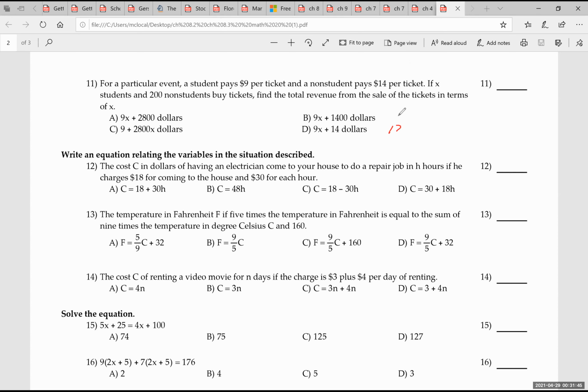So problem number 12, he charges $18 for coming to your house, and then he charges $30 for every hour. So 30 times H will be your expression. So 18 plus 30 times H, or you can put C is equal to, since they're putting the cost C, okay?